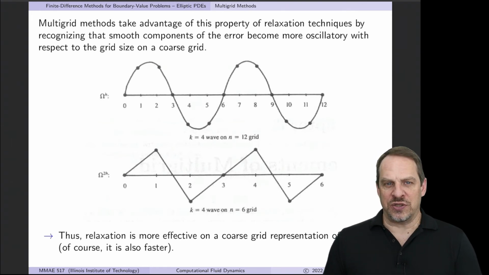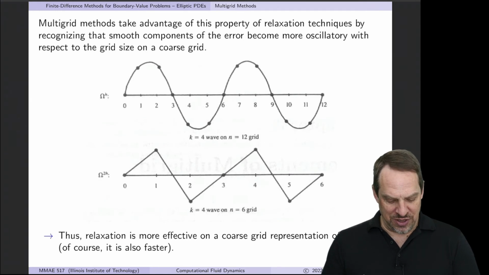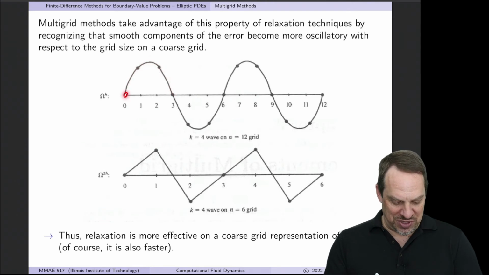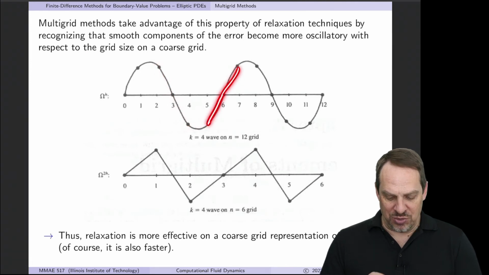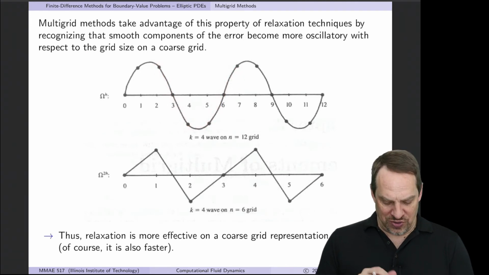Now this figure, again, is from Briggs. This is my only criticism of the book. This figure is a little misleading. You'll notice that in the first one, which is on a grid with 12 intervals, we have a nice smooth curved line through the points. It really should be straight lines between the points to be more accurate to the numerical representation. But that doesn't change the point of what they're showing.